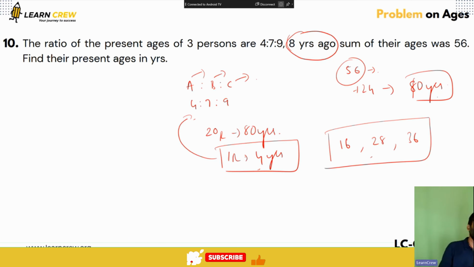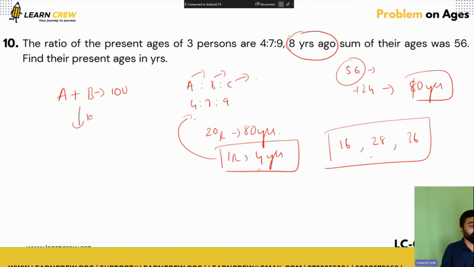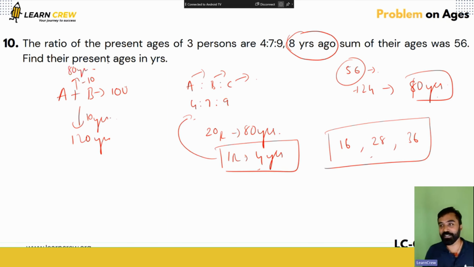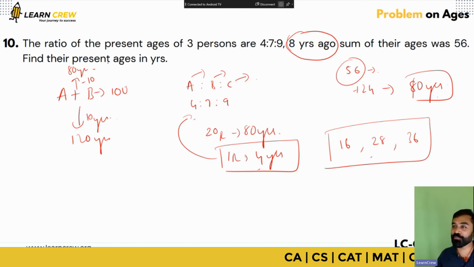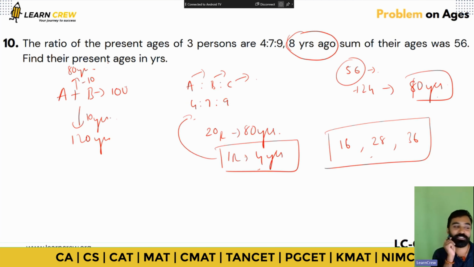Understanding or not understanding? You only said, if A plus B combined have an age of 100 years, what is the age after 10 years? You said 10 plus 10, 120 years. So before 10 years means 90 years, 80 years. This is the concept used over here. Sum of ages, this one is very important.